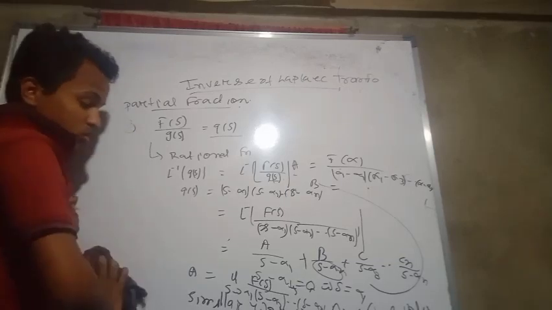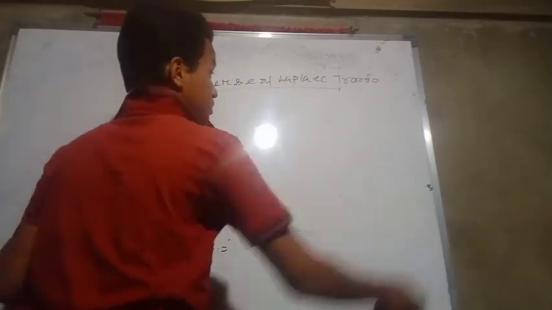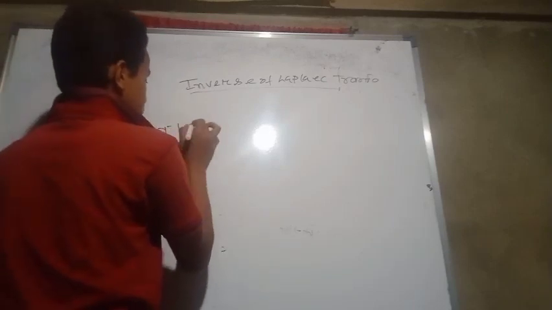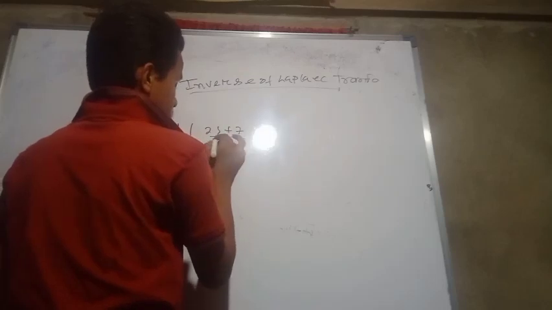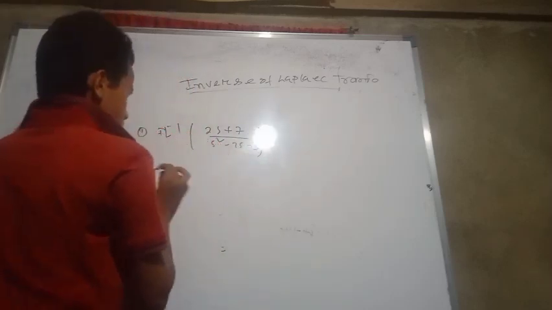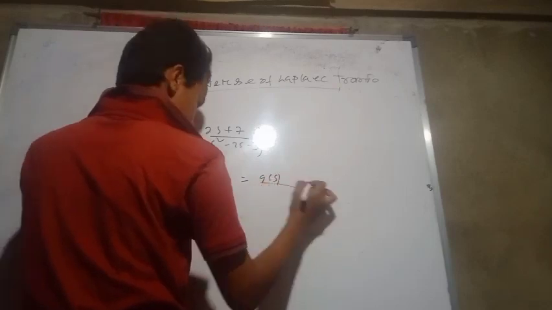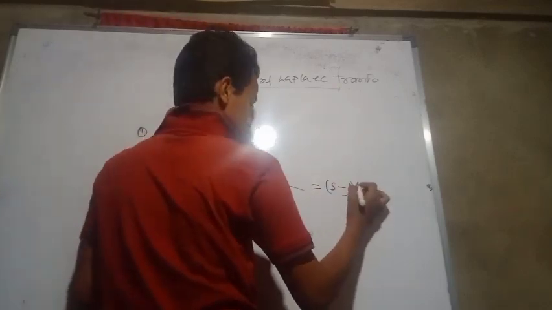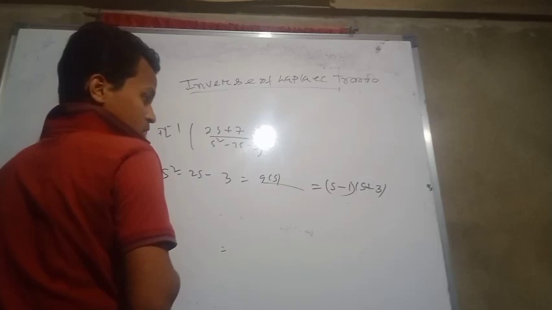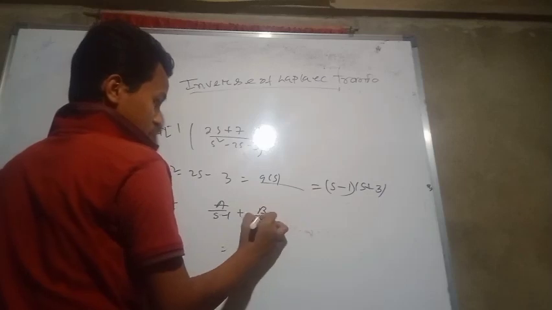Let's do some examples so we understand it. Suppose our question is to find the inverse of (2s plus 7) upon (s square minus 2s plus 3). Here the denominator can be written as G(s), with factors (s minus 1)(s plus 3). That is our factorization, which gives A upon (s minus 1) plus B upon (s plus 3).